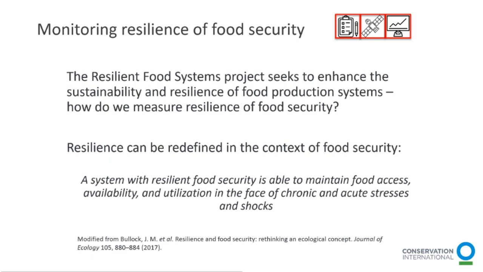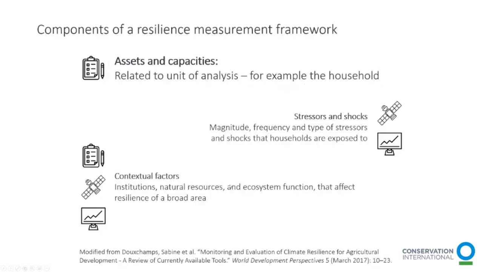So as we looked at in the beginning, we can redefine resilience in the context of food security as a system with resilient food security that is able to maintain food access, availability, and utilization in the face of chronic and acute stresses and shocks. And then in order to actually assess changes in resilience that we might attribute to project activities, we need to look at assets and capacities, stressors and shocks, and contextual factors.